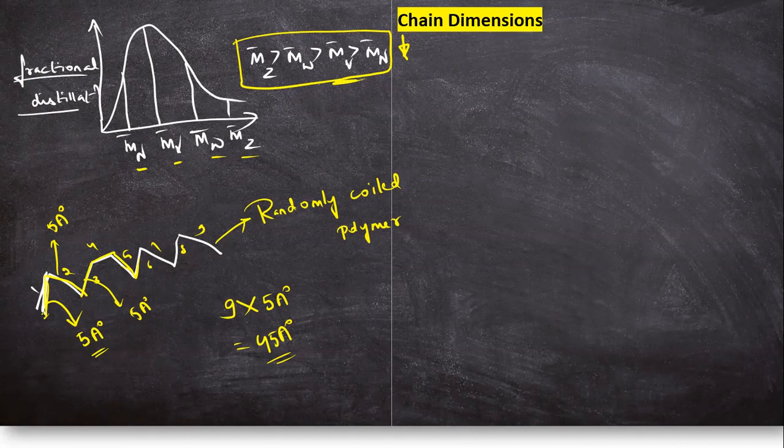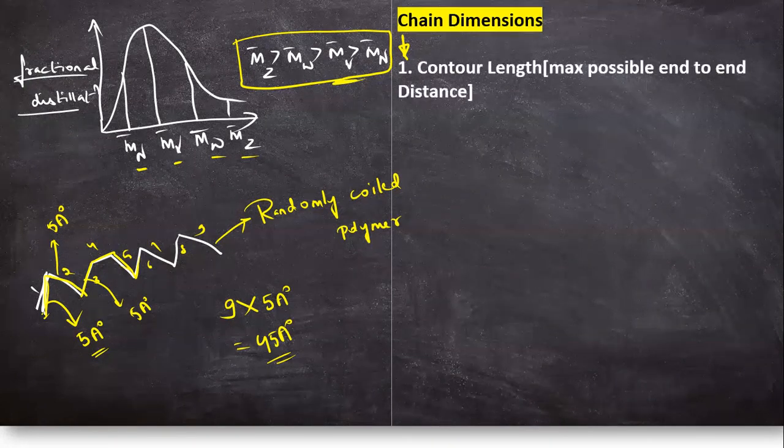So the first chain dimension is the contour length, or maximum possible end to end distance. Contour length, or I can simply call it the total length, what we have calculated here. That is the first chain dimension. Then there are the other three: root mean square distance, radius of gyration, average radius, and most probable radius. There are various chain dimensions. Simply the formula is given. If you remember the formula, the same will be applied in the questions.